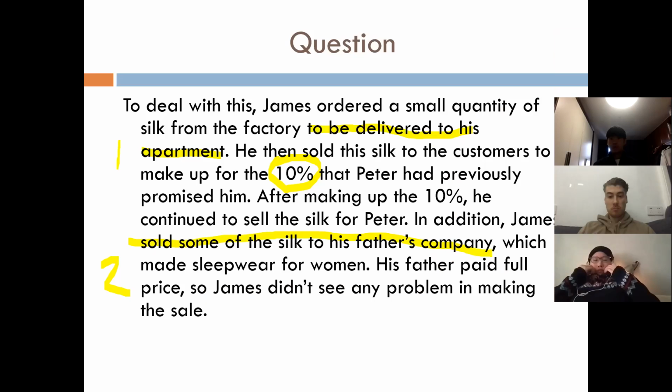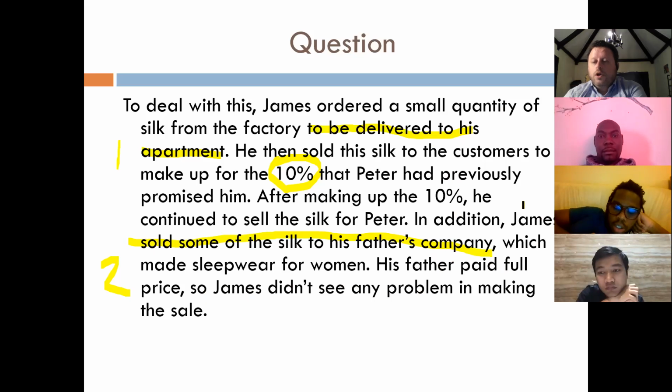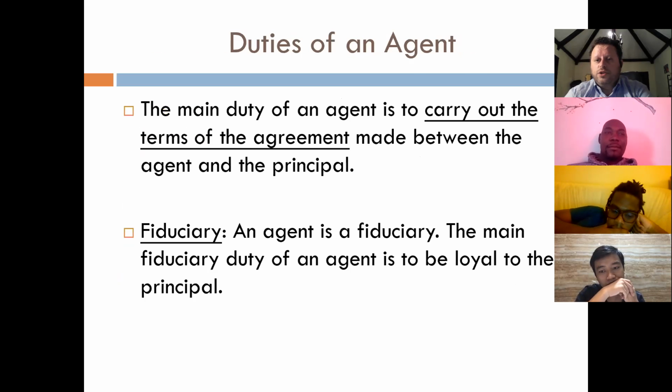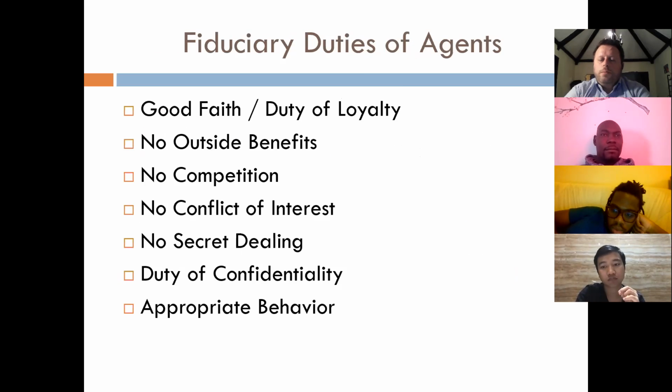Conflict for both of them, conflict of interest. Okay, so definitely we're dealing now with the duties of an agent, and maybe James broke some of these duties. So for this first duty, we need to take a look at the duties that an agent has. The main duty is to carry out the terms of the agreement, but James is doing that. But here are the duties that an agent has.